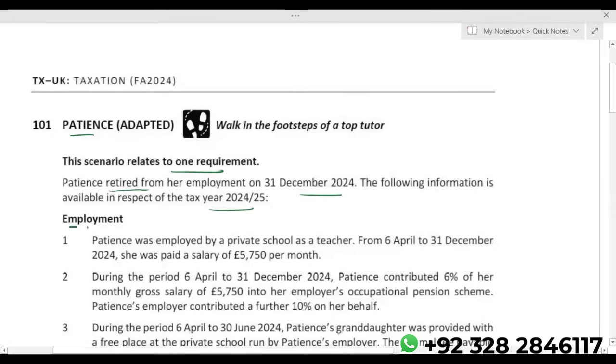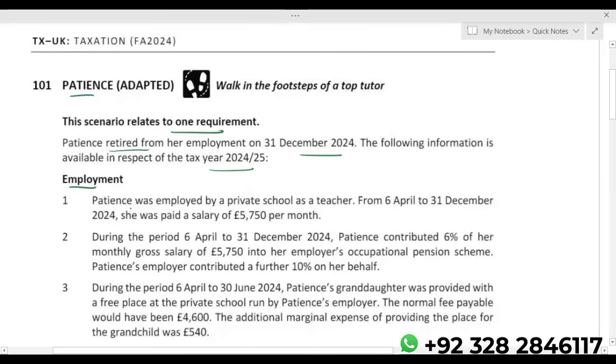Employment income. Patience retired on December 24. It means 9 months, because your tax year starts from 6 April 24. From 6 April 24 till December 24, we have 9 months. Patience was employed by a private school as a teacher from 6 April to December 24. Her salary is 5,750 per month. Multiply by 9, and 5,750 into 9 gives you 51,750.